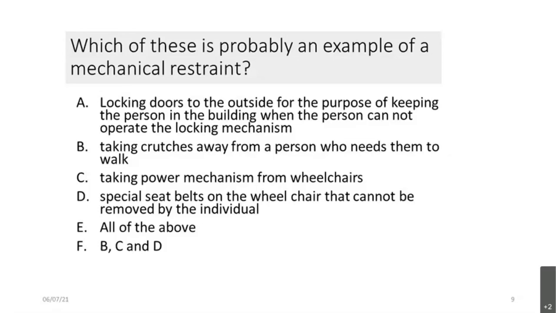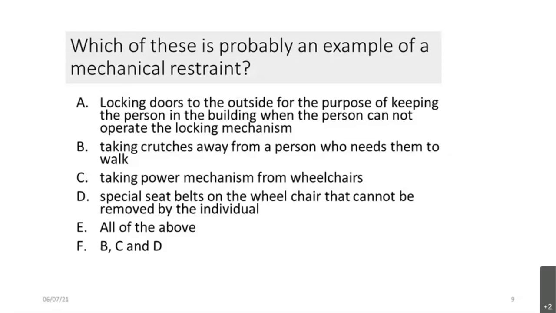If you take away crutches from a person who needs them to walk, you're basically removing their ability to move from location to location. That's considered a mechanical restraint, as is taking power mechanisms from a wheelchair for the exact same reasons. So in the event that a person is driving their wheelchair in places that you don't want them to go, so you just turn their wheelchair off, effectively making them unable to move from that location, you have just effectively implemented a mechanical restraint. And same thing with the seat belts on the wheelchairs.